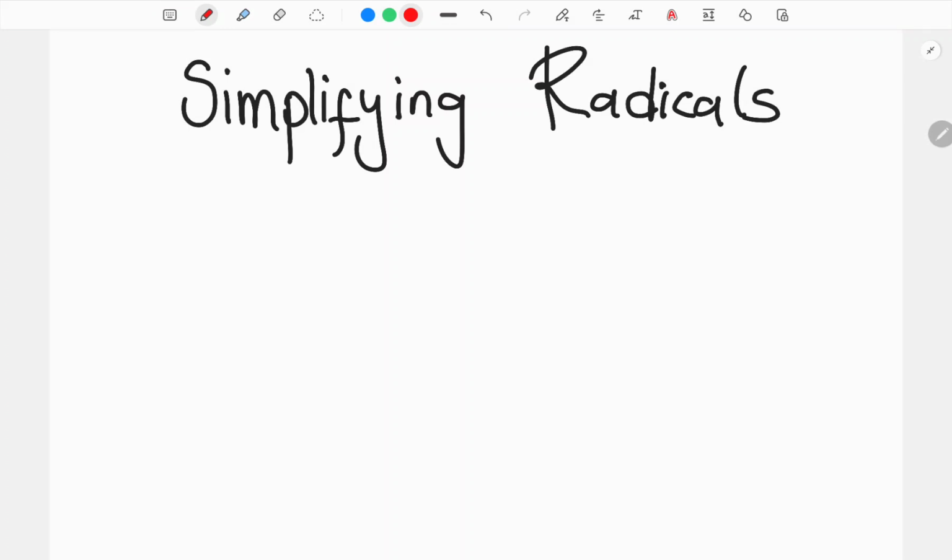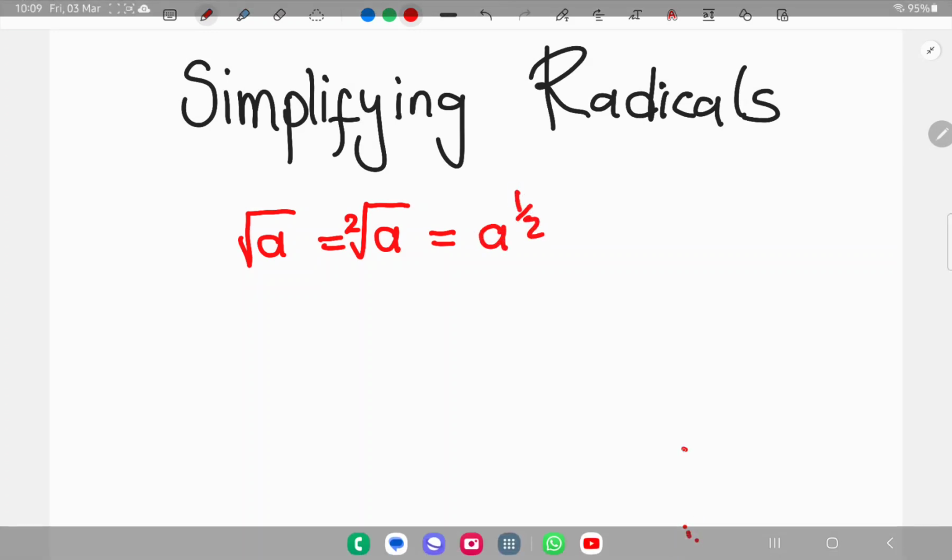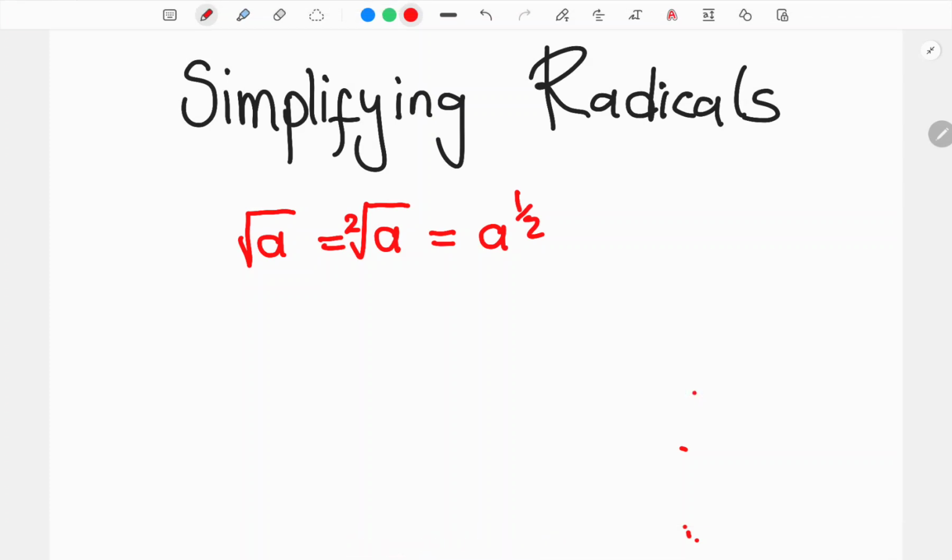So normally what we know from some laws of radicals is that the square root of a can also be represented by the 2nd root of a, and this is also equal to a to the power 1 over 2. That's a basic radical law that maybe you already know.